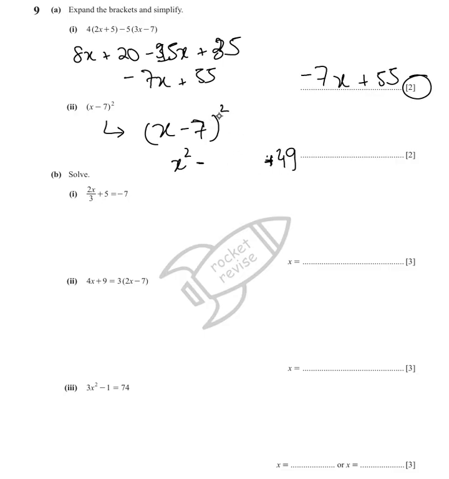It's 49. Then the power should be multiplied with each of the values present inside the bracket. So 2 multiplied by 7 is 14, 14 multiplied by x is 14x. It will be written as minus 14x. And this is the correct answer. Now let's analyze this: x squared minus 14x plus 49. Right? Write it down first.